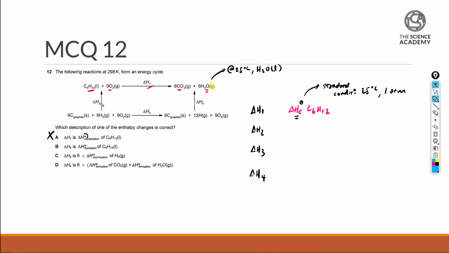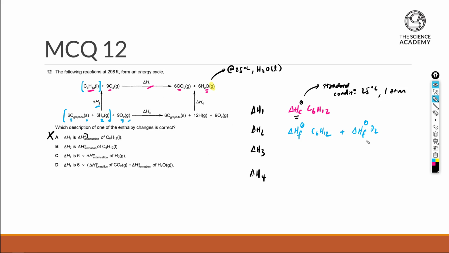Now looking at delta H2, this started with monoatomic carbon solid, diatomic hydrogen gas and diatomic oxygen gas. These are all the elements at their most stable state. And based off this, you can see that this portion over here is the makeup of C6H12. And since these are elements at their most stable state, this is considered to be the enthalpy of formation of C6H12 plus the enthalpy of formation of O2.